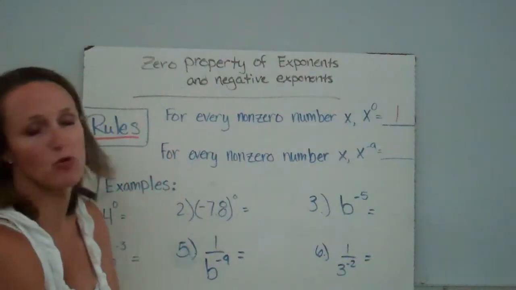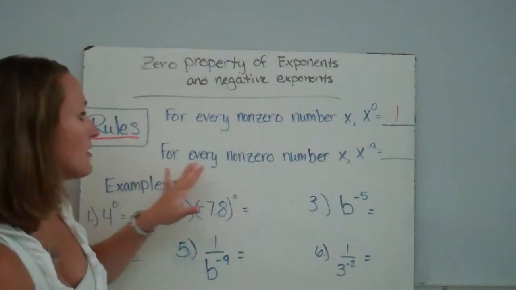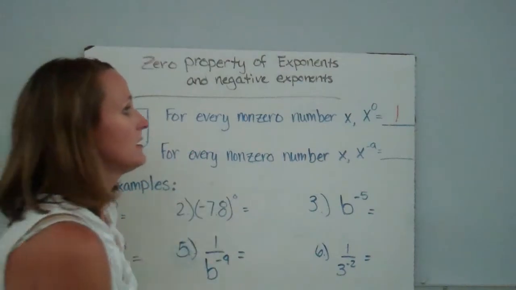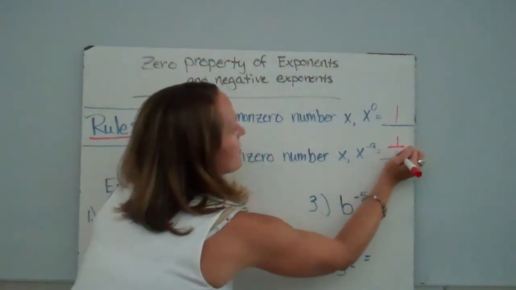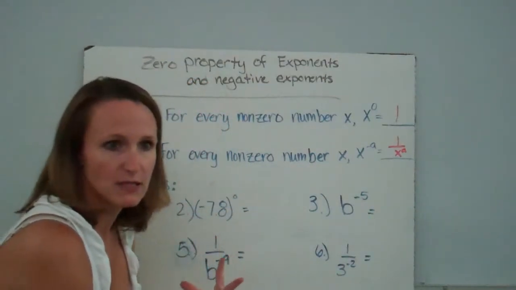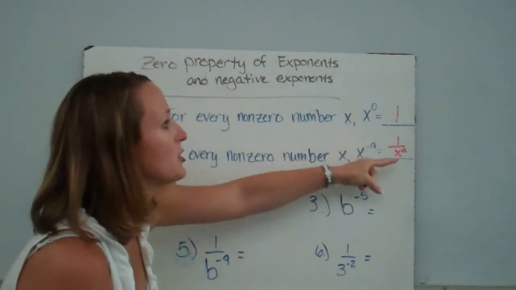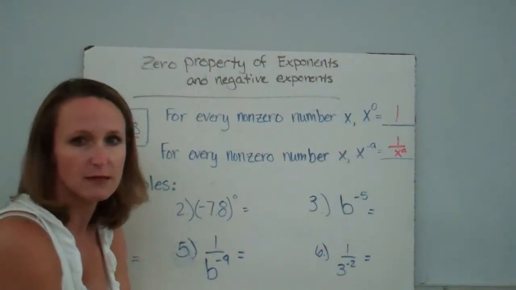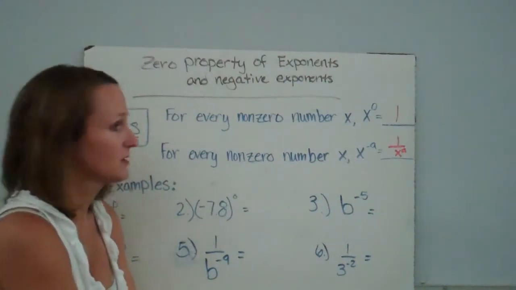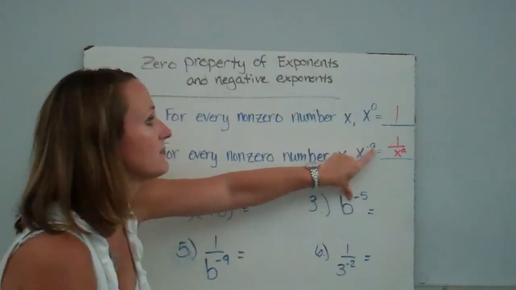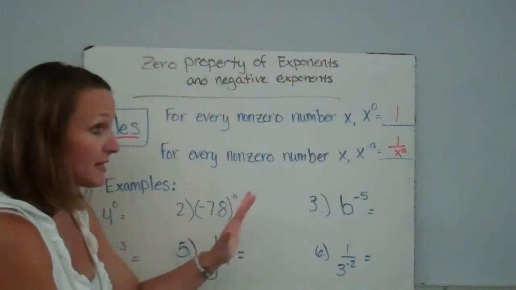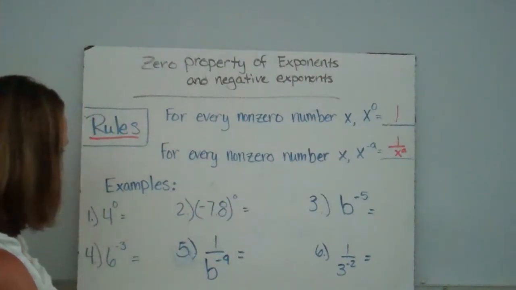The other really important rule that you need to remember is that for every non-zero number x, x to the negative a, or negative anything, is going to be equal to 1 over x to the a. You don't want a negative exponent, so we can take that negative and put it as a denominator and it becomes positive. Think about it as pushing your negatives downstairs. So for this, I took my negative a, and I pushed my whole term downstairs. I can't just push the exponent. So let's do a whole bunch of examples.